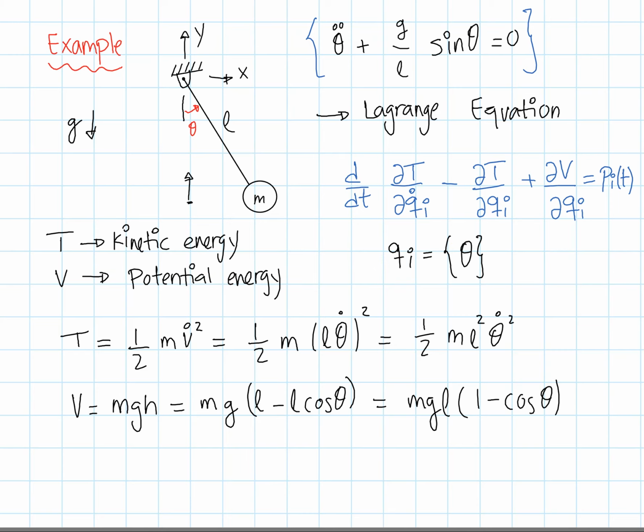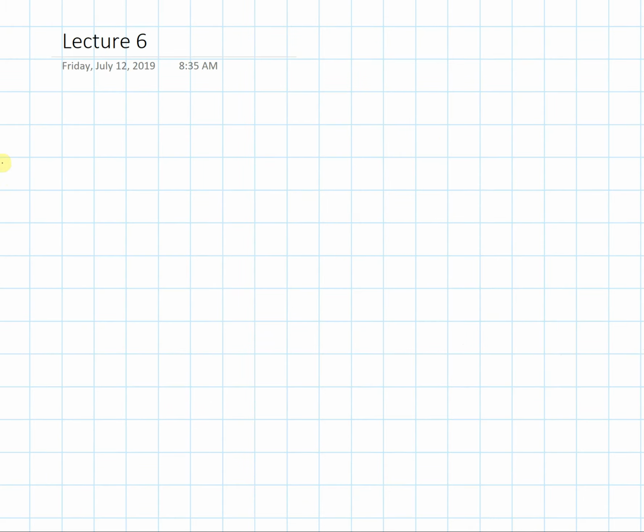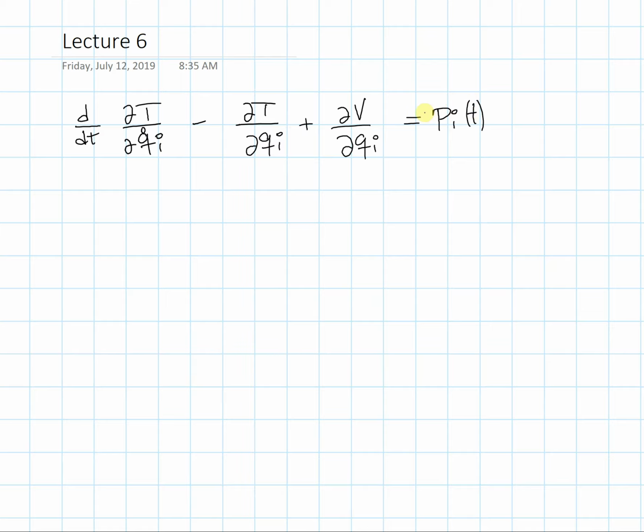and see how things end up. So I'm going to start off with my Lagrange equation, which was d over dt partial T partial qi dot minus this term plus this term. And this whole thing equals force, typically. In this example, we don't have a force, so let this equal 0.